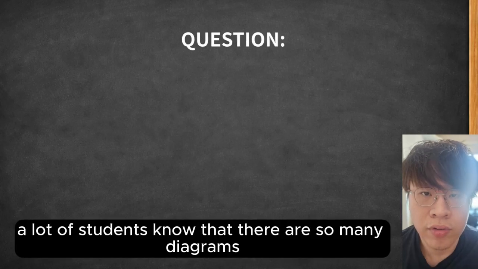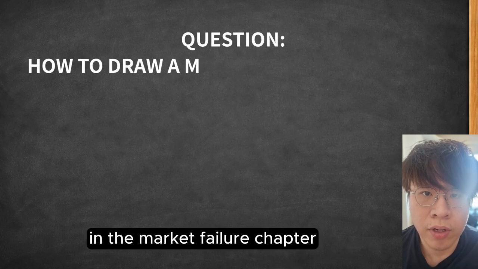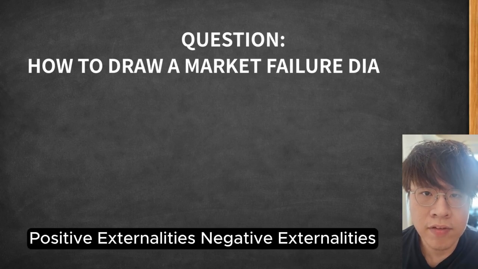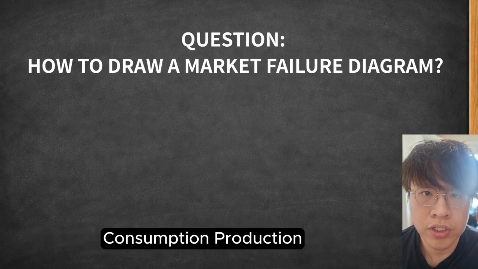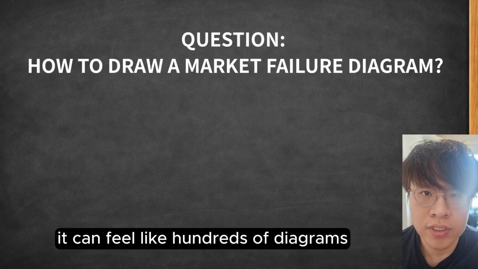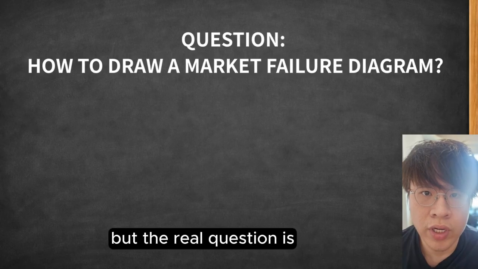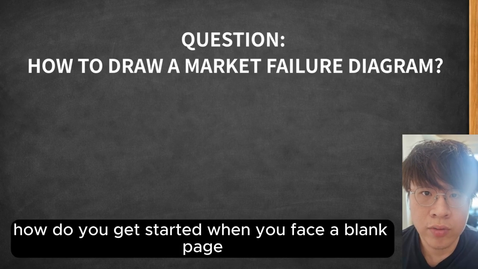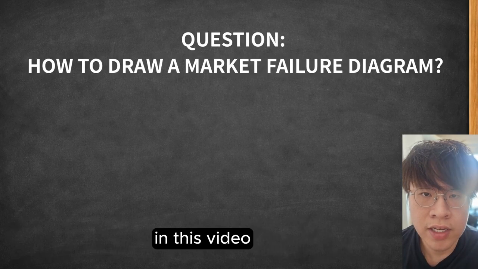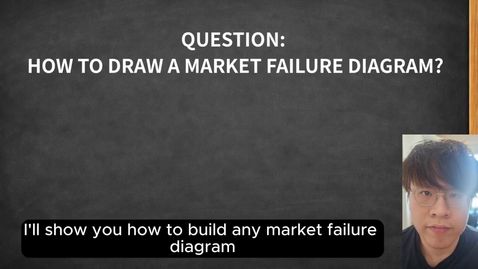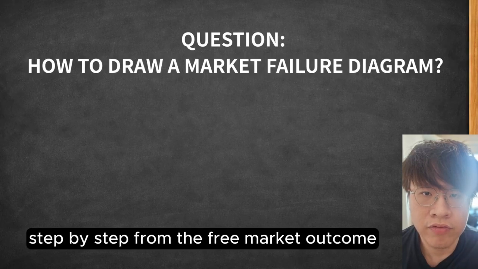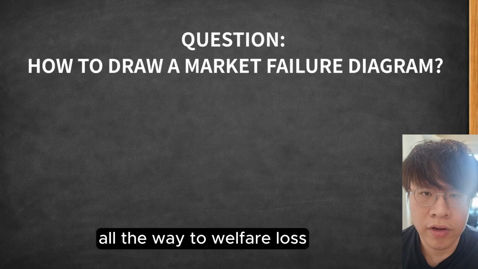A lot of students know that there are so many diagrams in the market failure chapter: positive externalities, negative externalities, consumption, production. It can feel like hundreds of diagrams. But the real question is, how do you get started when you face a blank page? In this video, I'll show you how to build any market failure diagram step by step, from the free market outcome all the way to welfare loss.